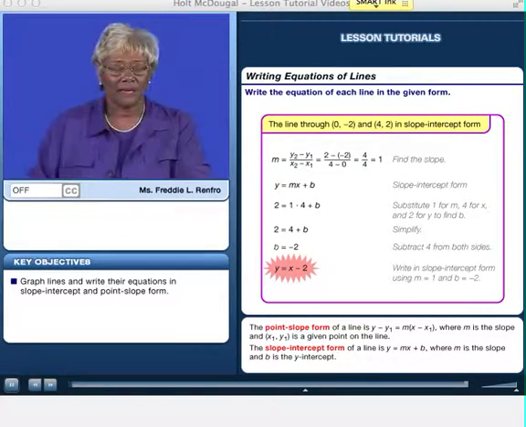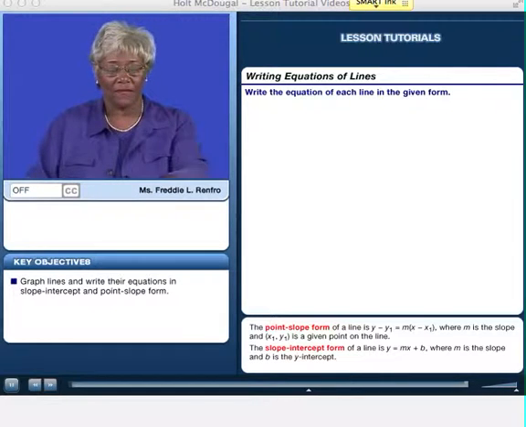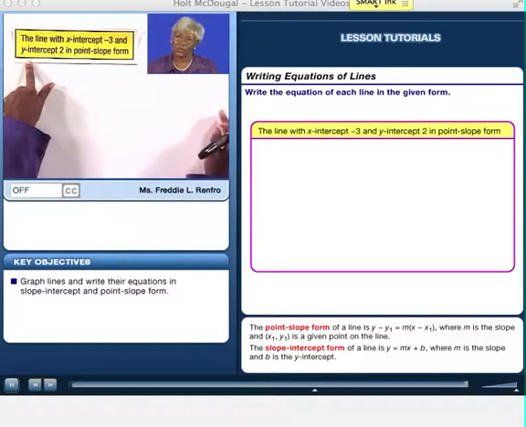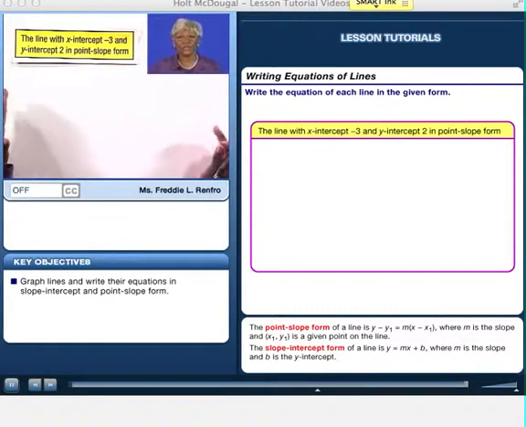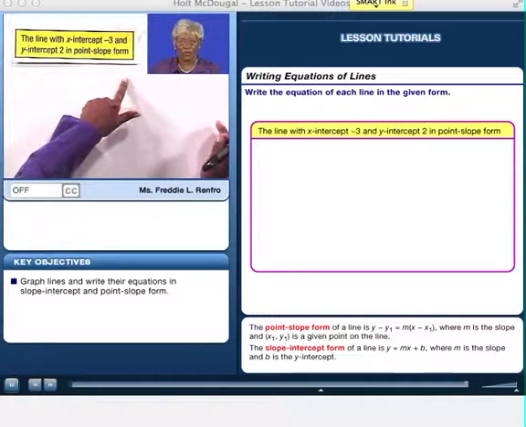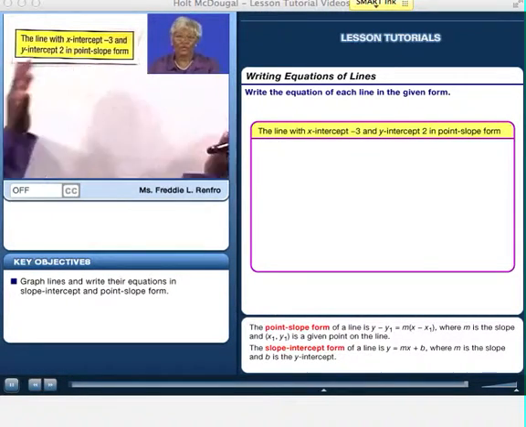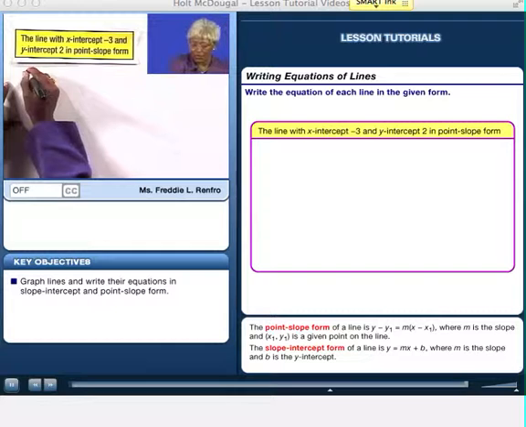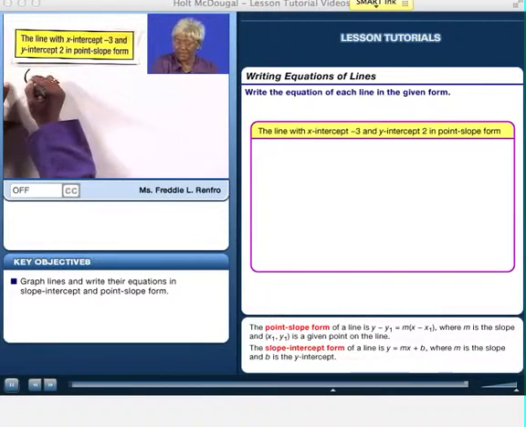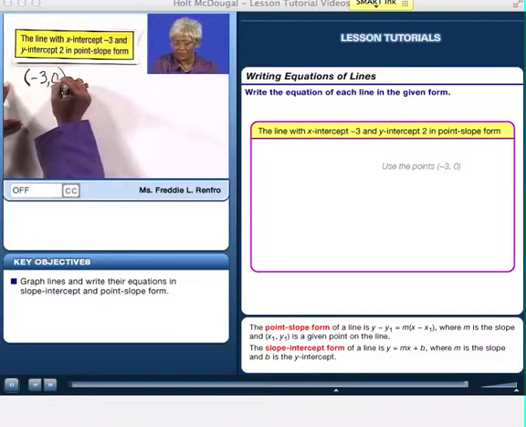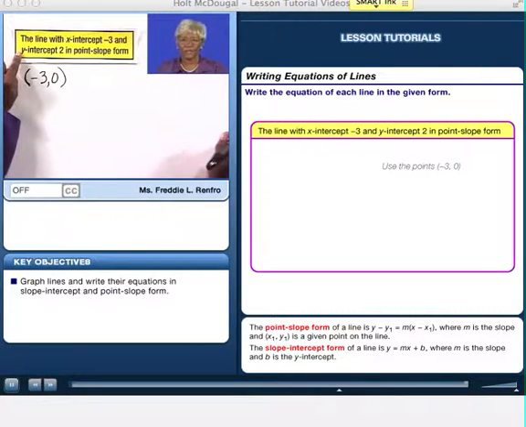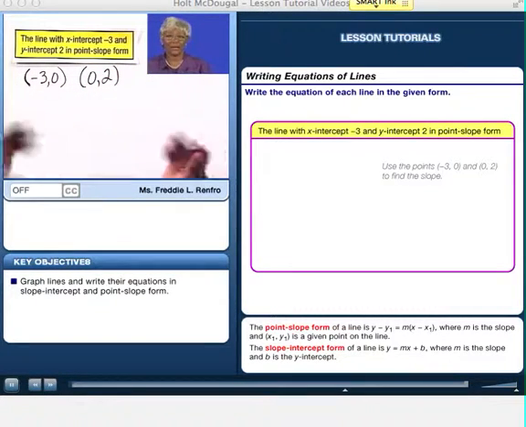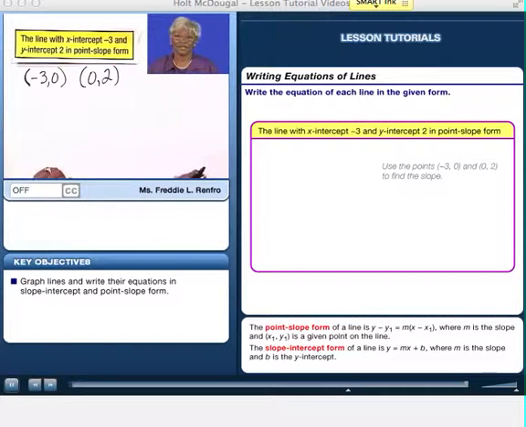Let's try another one. In this example, we have the x-intercept as -3 and the y-intercept of 2. And we're being asked to write the equation of the line in the point-slope form. Well, I don't see any ordered pairs, but I can write ordered pairs because I know the x-intercept is -3. And writing that as an ordered pair, that's (-3, 0). And if the y-intercept is 2, that can be written as (0, 2). Now I have 2 ordered pairs. And now I can find the slope.